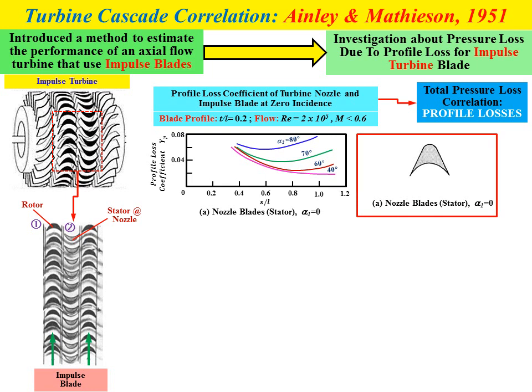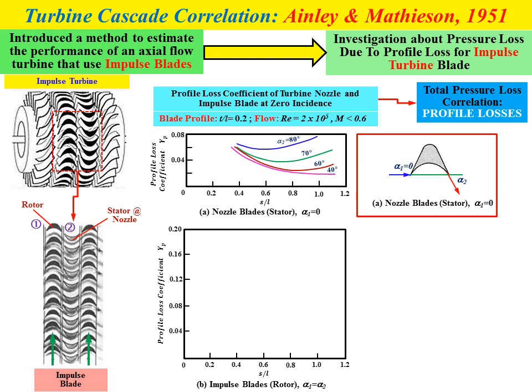This figure shows the condition of flow at the inlet and also at the outlet of the nozzle blade or stator. The green line represents the chord line. We have alpha 1 equal to 0 because the inlet flow direction is parallel to the chord line, so for this condition, for the first graph, alpha 1 equals 0. However, the outlet flow angle, alpha 2, is not equal to 0.